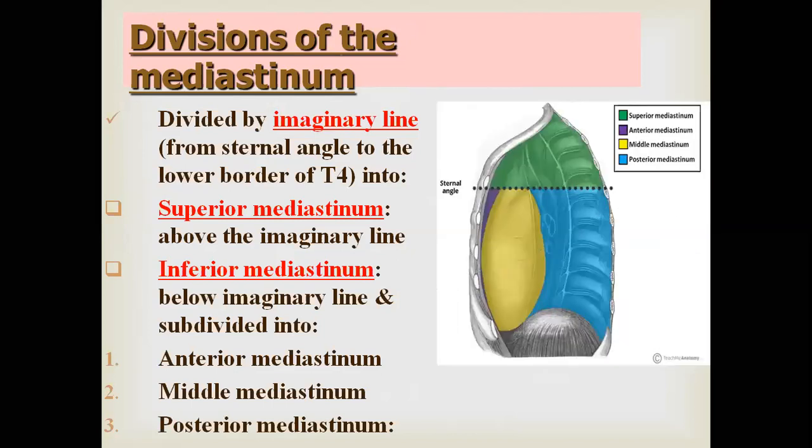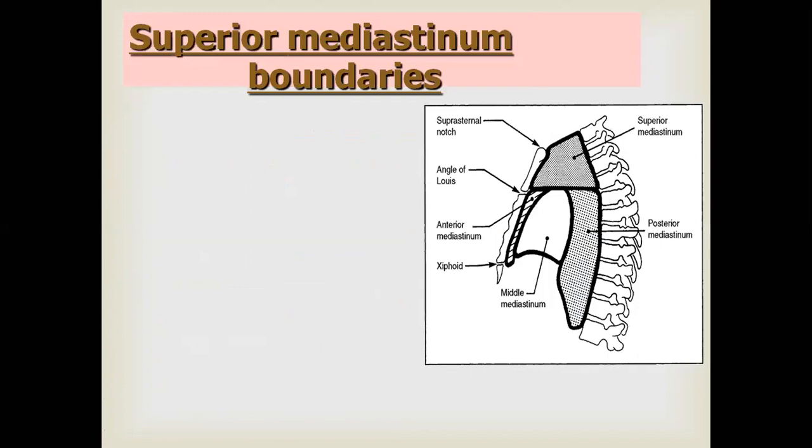As we see here, this is a major line. The green color will be the superior. Then the inferior mediastinum is divided by the heart: the narrow space between the sternum and the heart will be anterior, and between the heart and the vertebrae will be the posterior mediastinum, and the heart itself lies in the middle mediastinum. We will take each mediastinum separately regarding the boundaries and the content.